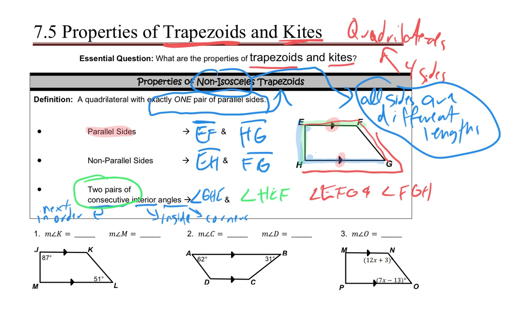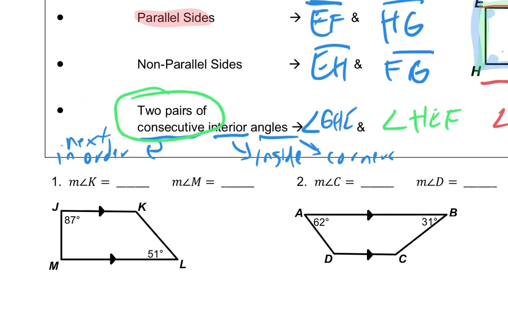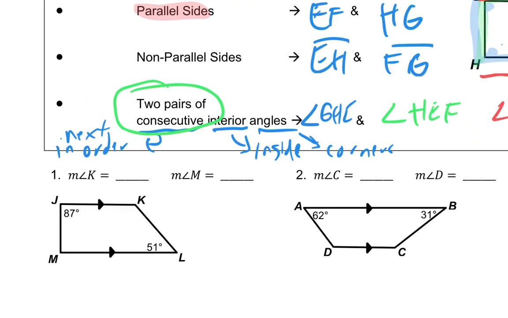One thing, okay, let's look at this first example right over here. Okay, so with that, we have some relationships that always come up. All right, so let's look at this example. It says, what is angle K? Okay, what we want to remember with the consecutive interior angles is they are supplementary.